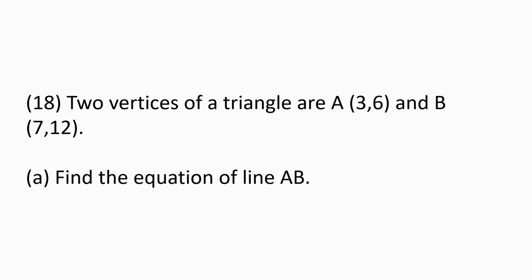Question 18. Two vertices of a triangle are A(3, 6) and B(7, 12). Find the equation of line AB. We've been given points A(3, 6) and B(7, 12). The first step, we shall find the gradient of the line. And the formula of the gradient is change in y over change in x. So we are going to use the points A and B, where the change in y we have, starting with point B, 12 minus 6, then 7 minus 4, and that gives us 6 over 4, which is 3 over 2.